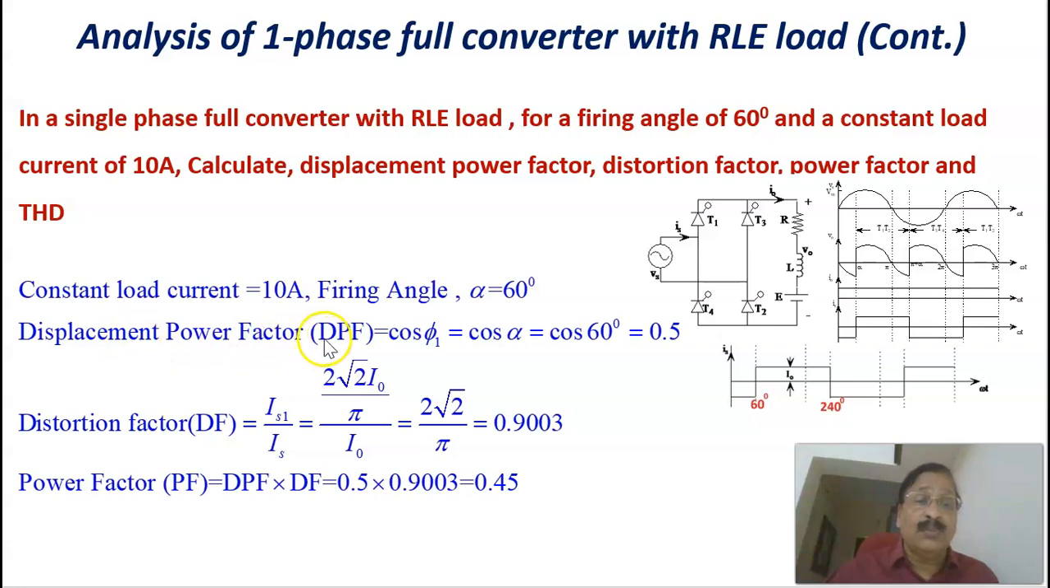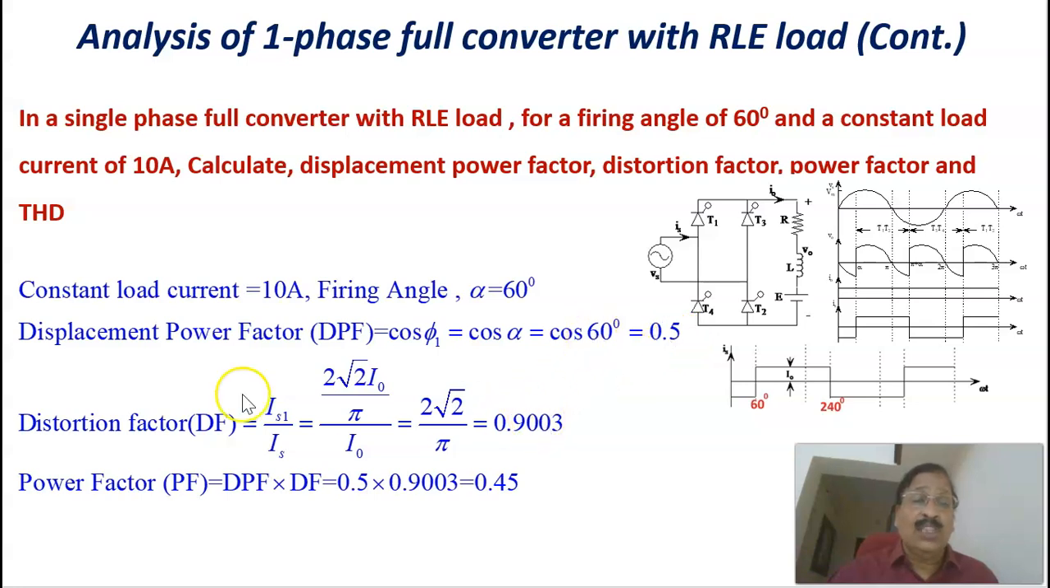The displacement power factor we have already derived: cos phi 1 equals cos alpha. Therefore, that is cos 60, which equals 0.5. That is the displacement power factor. The distortion factor is given by the RMS value of the fundamental divided by the total RMS value. Therefore, it equals 2 root 2 I naught divided by pi into I naught, or 2 root 2 divided by pi, which is 0.9003. This is the distortion factor and this is the displacement power factor.